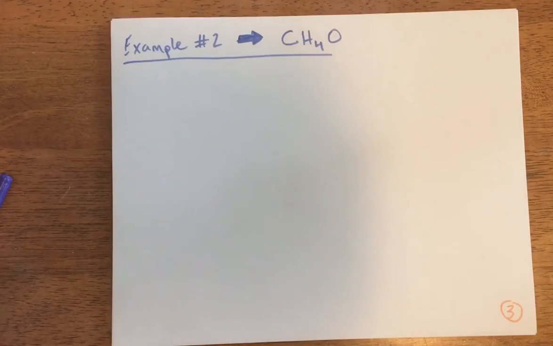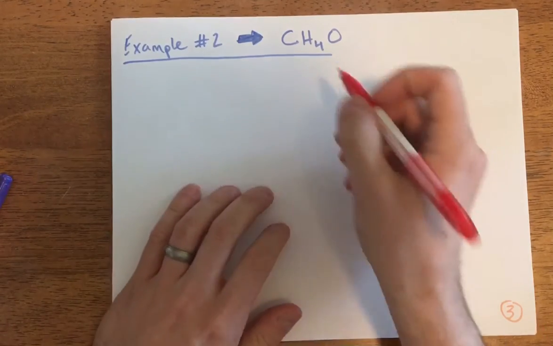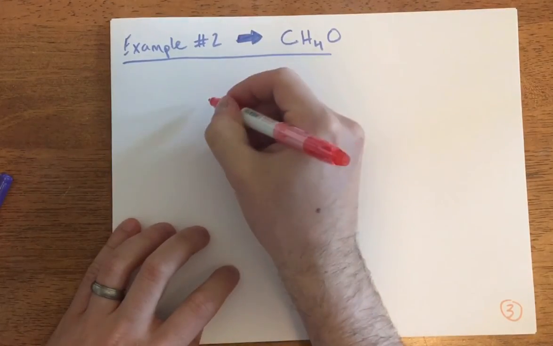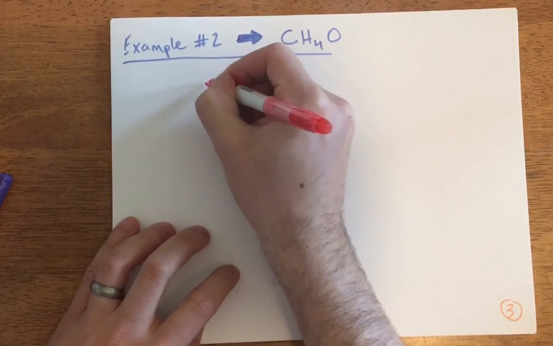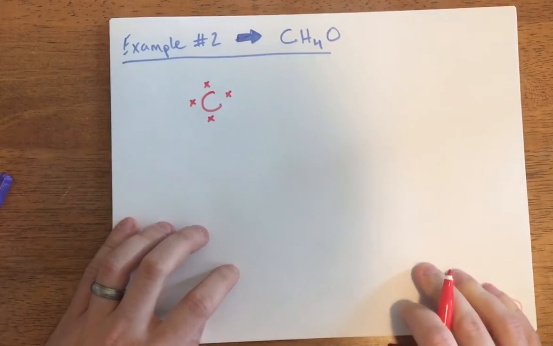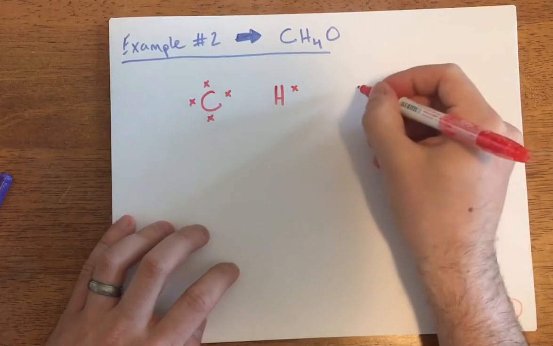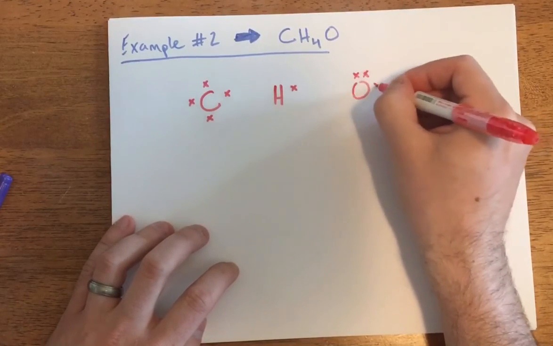A little bit different. So we've got now 3 elements, but we know exactly how many there are. I've told you there's 1 carbon, there's 4 hydrogens, and 1 oxygen. Let's go ahead and draw the Lewis dot diagrams for these. So carbon looks a lot like silicon. It has 4 valence electrons. Hydrogen just has 1. Oxygen has 6, just like the last problem.